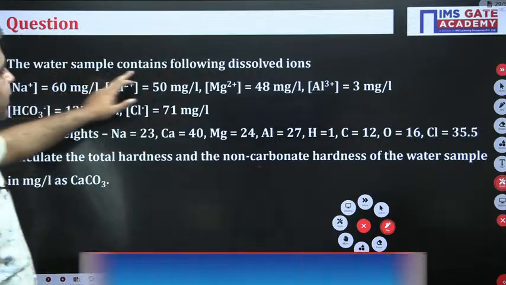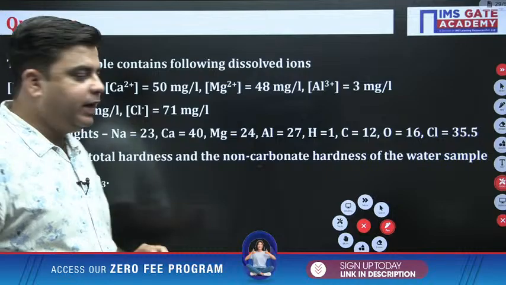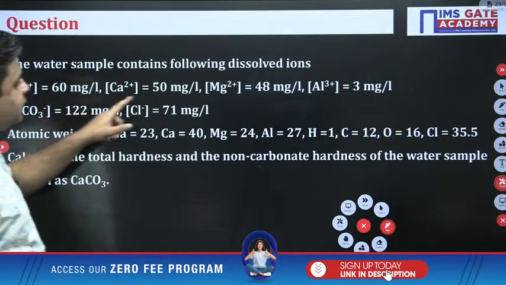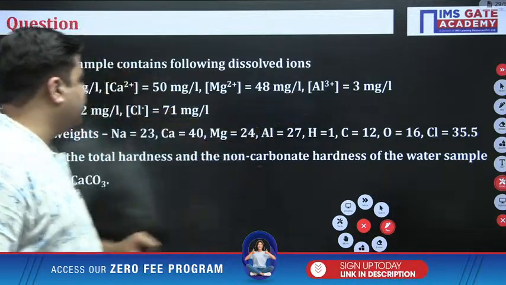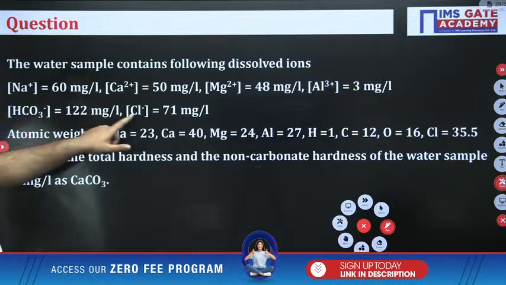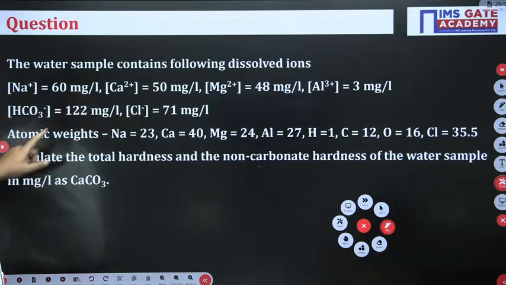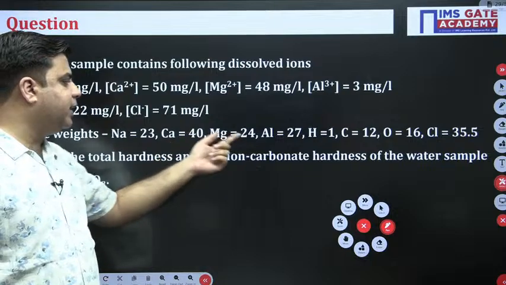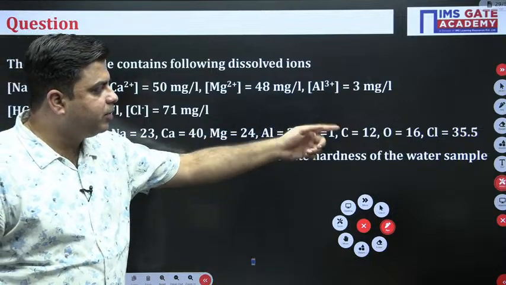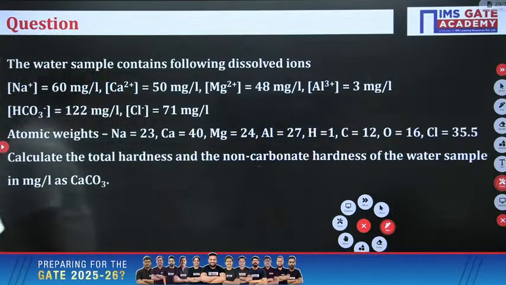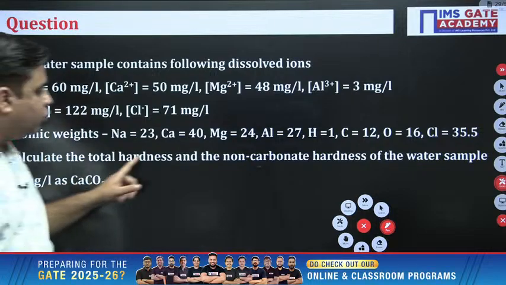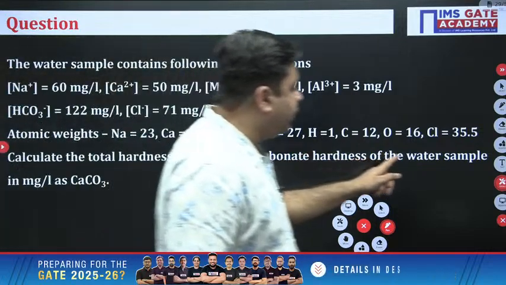The water sample contains the following ions, right? You have sodium ion, calcium ion, magnesium ion, aluminium ion, then you have bicarbonate ion and chloride ion. Atomic weights of sodium, calcium, magnesium, aluminium, hydrogen, carbon, oxygen, and chloride are given to you. Calculate the total hardness and the non-carbonate hardness of the water sample.